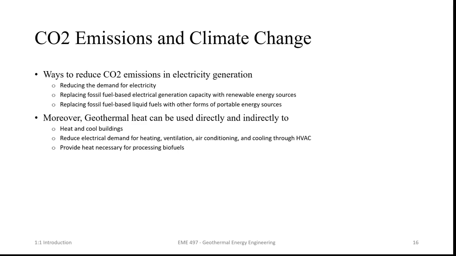We talked about that again in the open and closed loop systems, and the video that I showed you in this lesson where they talked about how it was still economically feasible. The next point is reducing electricity demand for heating, ventilation, and air conditioning through HVAC. So basically, this summarizes the open and closed loop systems and being able to use them.